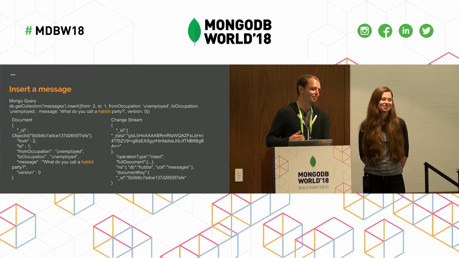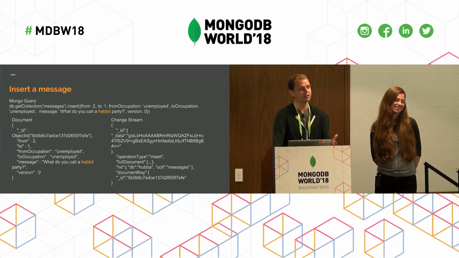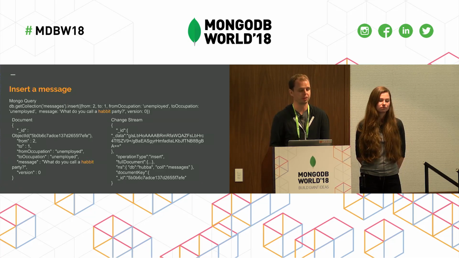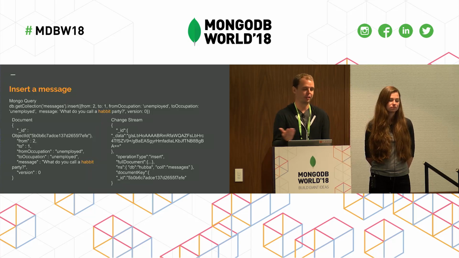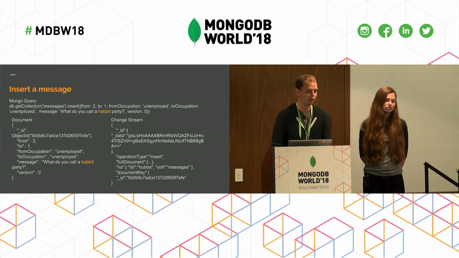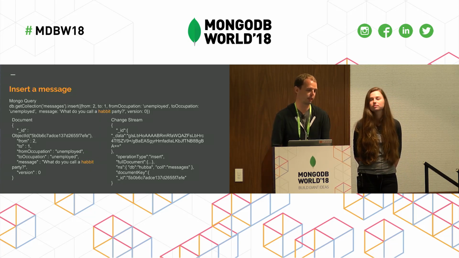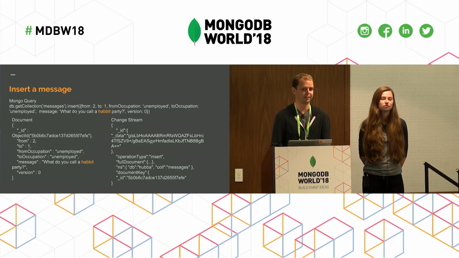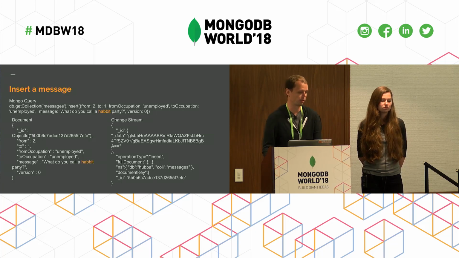But anyways, if we insert a message into our Mongo database, you can see here we can insert a message, and we could say this is from user 2 to user 1. The occupation in both these examples is unemployed. And to use Leah's example from previously, the message here is, what do you call a habit party? I guess Sam has made a typo this time, and we'll fix that typo later so we can look at what it looks like.